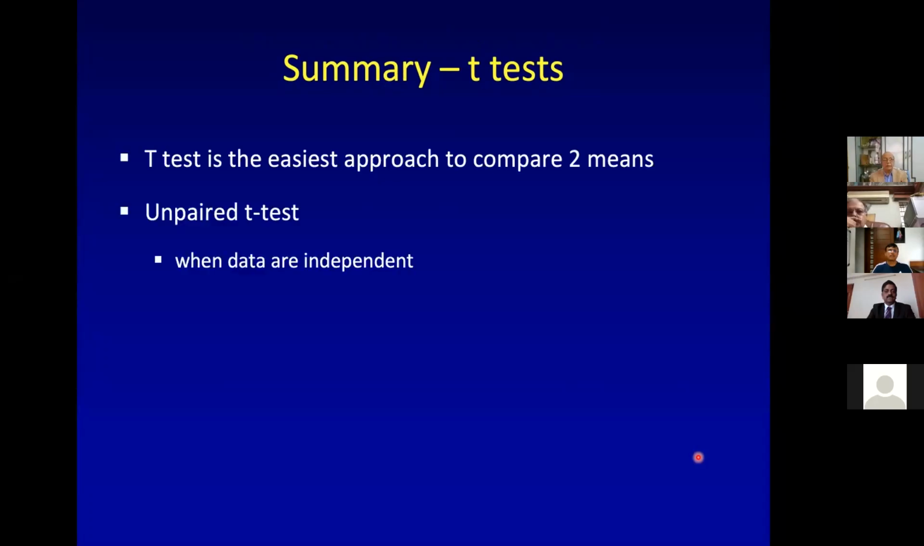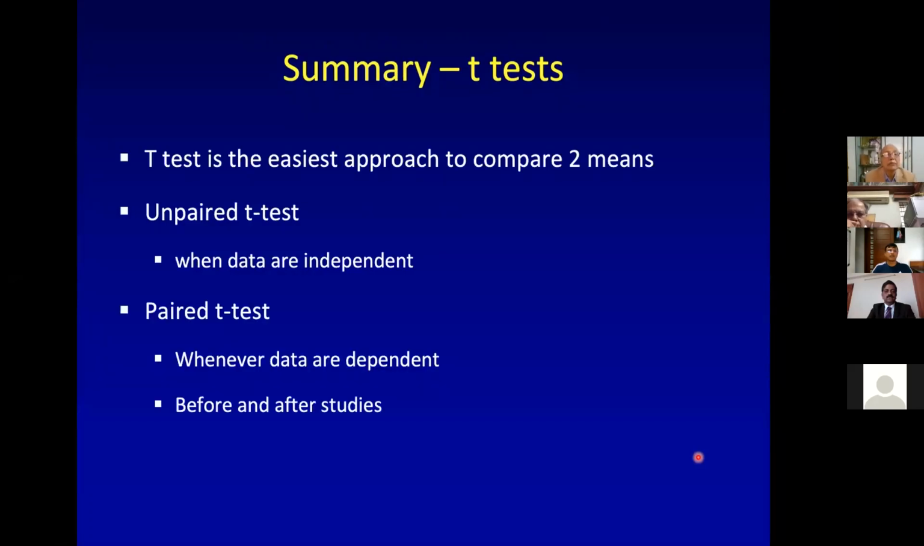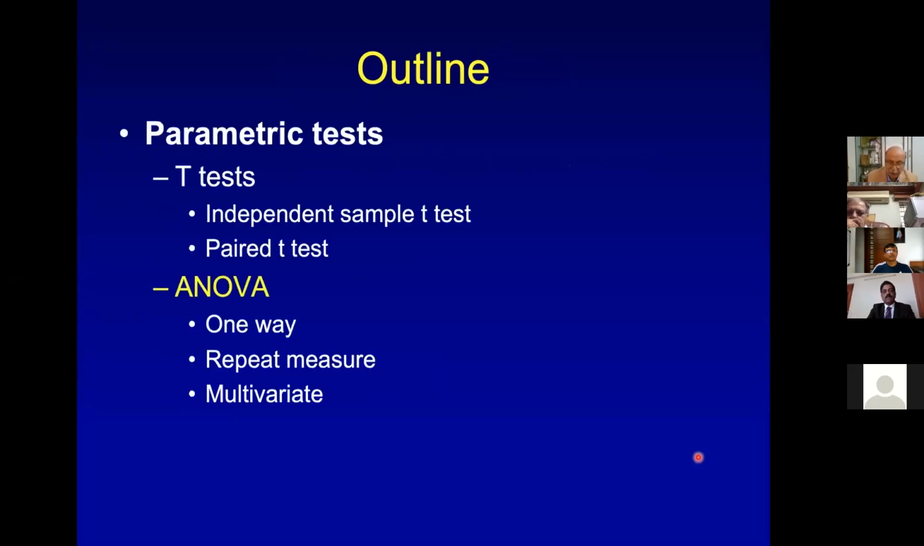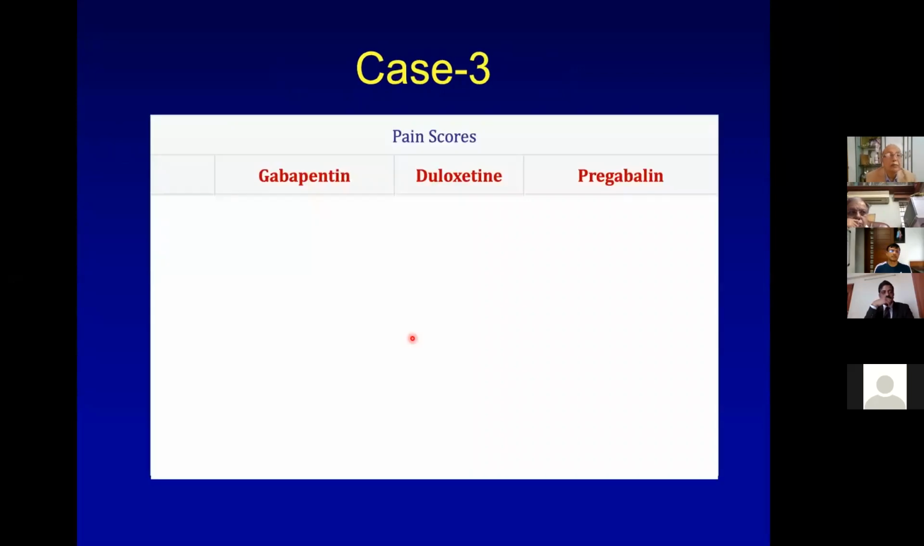The unpaired t-test, or the independent sample t-test, is used when the data are independent, and the paired t-test is used when the data are dependent, but also in before and after studies. So let me move on to the next section of our first talk, which is ANOVA. We just finished these two tests. We're going to ANOVA. We'll do one-way, repeated measures, and multivariate, and we'll start off with a case.